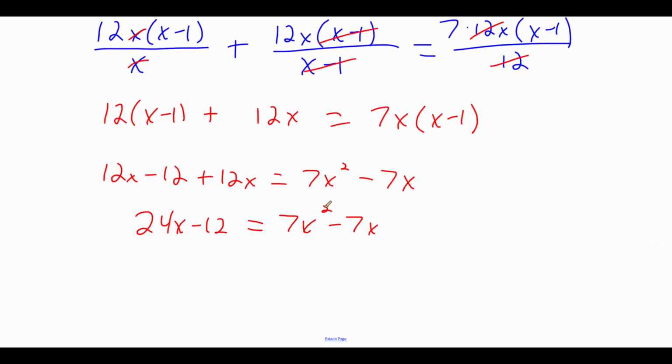Now we've got that x squared in there, so this is a quadratic equation. And when we're solving a quadratic, we always want to get it equal to 0. So I'm going to subtract this 24x over to the right-hand side, and I'm going to add the 12 over to the right-hand side. So we get 0 equals 7x squared minus 31x plus 12.